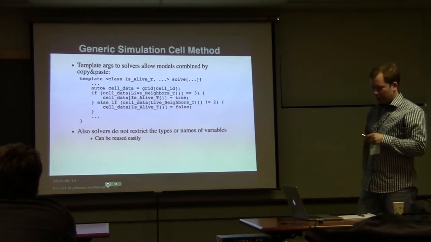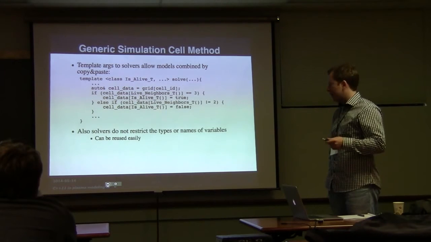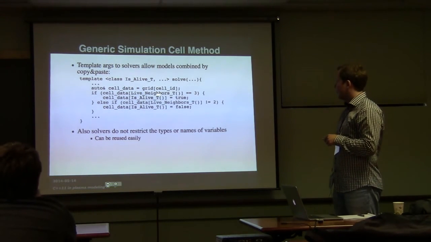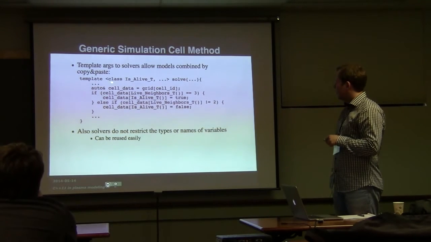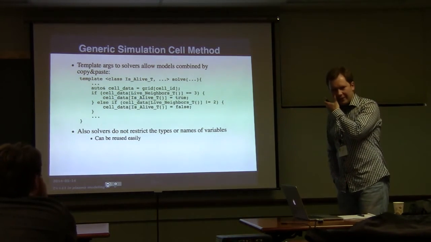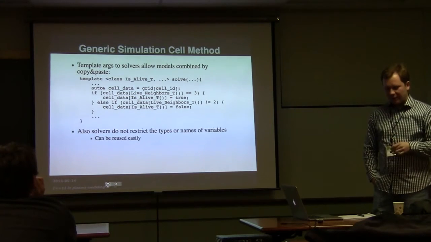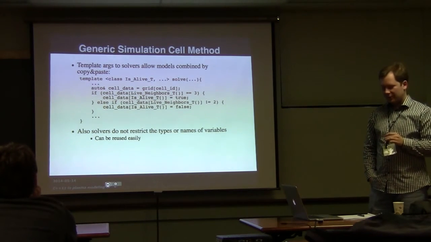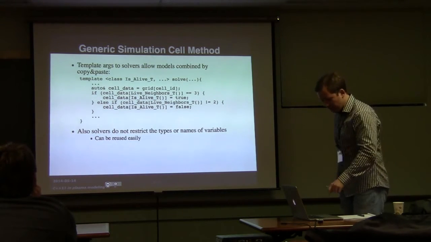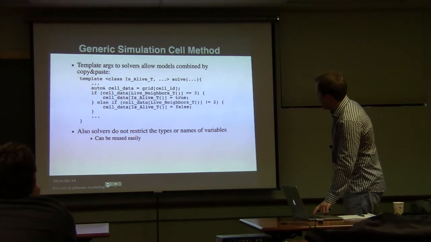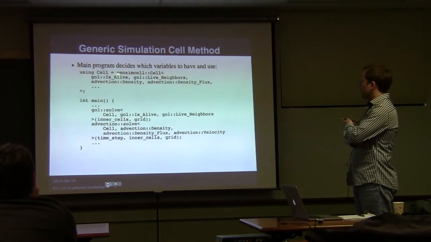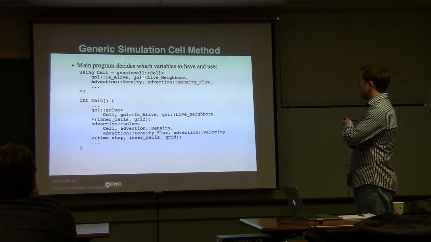And then the user who uses the solver just decides which variables to give here, which will then be used by the solver. In this way, the solvers also don't restrict the variables that should be used and also their names in any way. So code can be reused very easily. And then in the main program, this is how you call the generic cell. You just give it a bunch of variables as a template parameter.